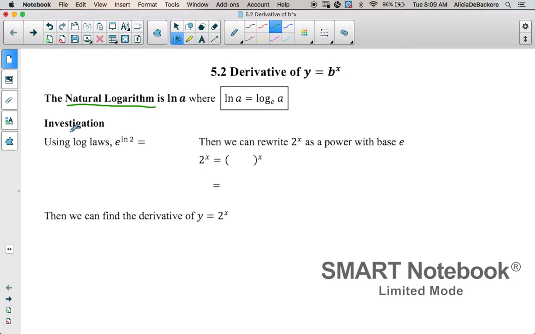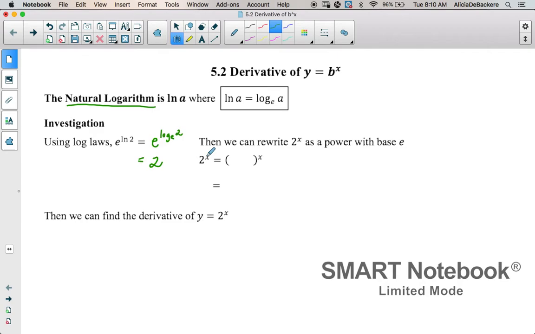In our investigation, we're going to use log laws. Now, remember that if I have e to the power of ln 2 in the exponent, remember ln means log base e. So this is e to the log base e of 2, right? I'm just replacing the ln with log base e. And remember from yesterday, or maybe it was 2 days ago, we reviewed our exponential rules that if I have e raised to the log base e of something, that's just equal to the something. So it's kind of like these two cancel away, and I bring the 2 down. So when I have e to the ln 2, that's just 2.